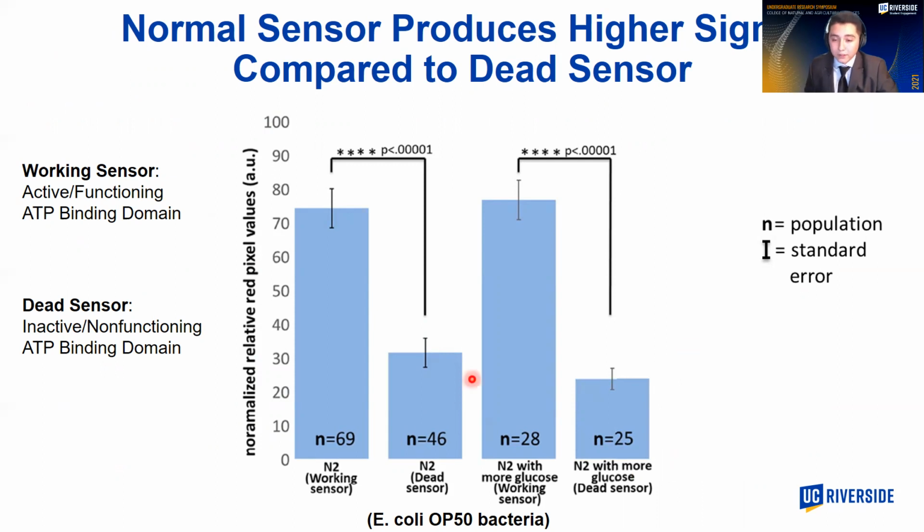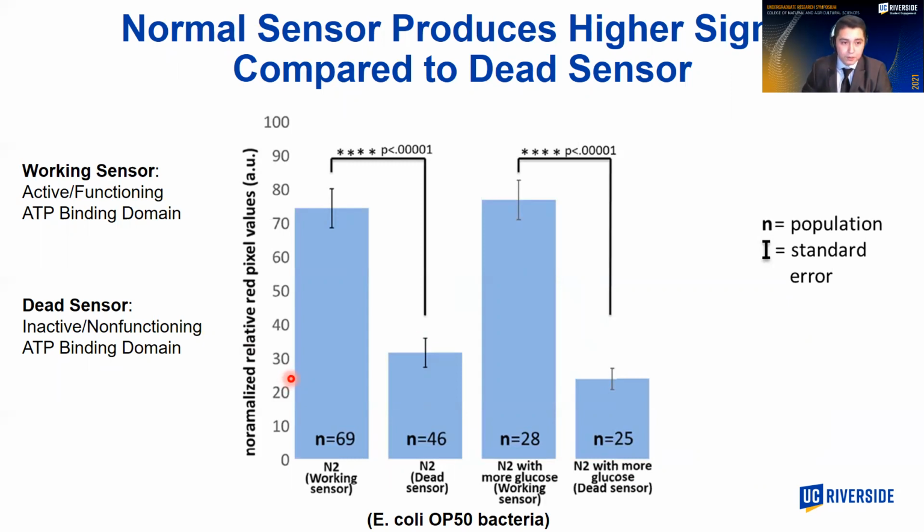For the first experiment, as I said, we're comparing the normal sensor to the dead sensor. In both experimental cases that we performed, the normal working sensor that had the active functioning ATP binding domain showed significantly higher signal than the dead sensor with the inactive non-functioning ATP binding domain, which is what we wanted to see.